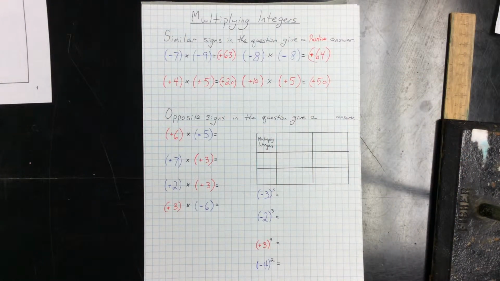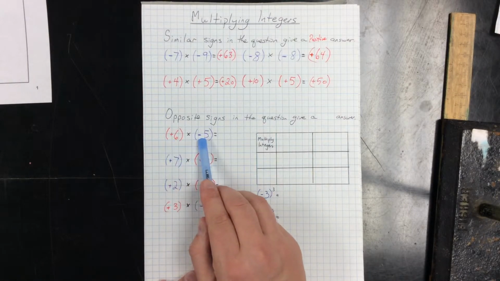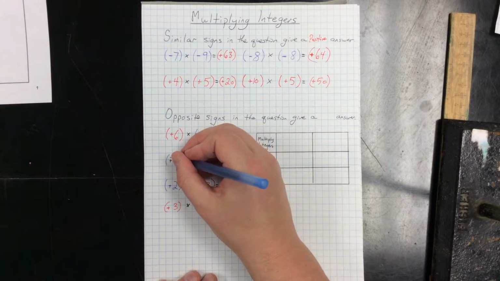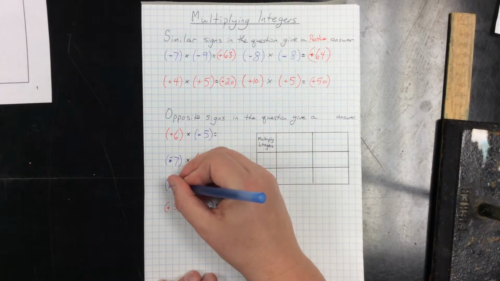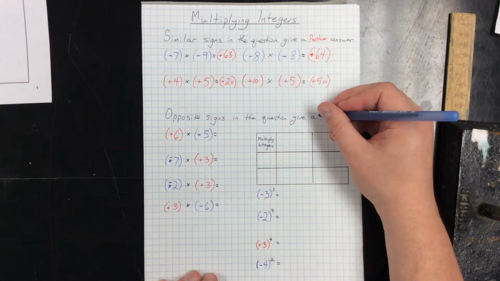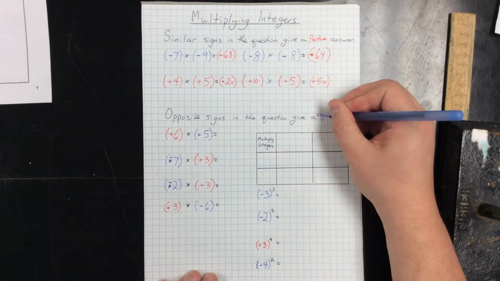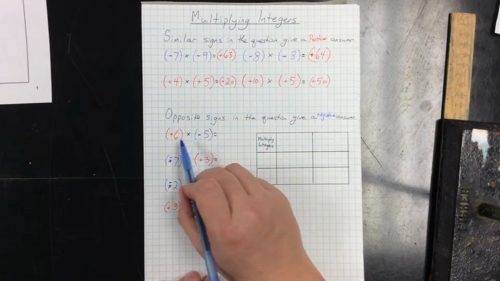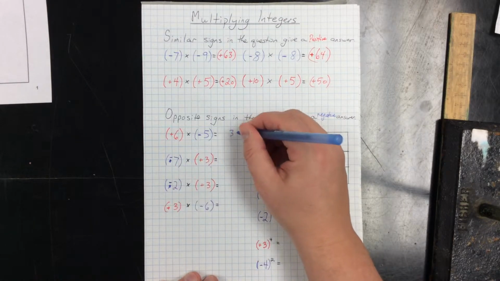When the signs in the question are opposites, we have a positive and a negative, or a negative and a positive, that should be a negative. I did that a couple times here. Opposite signs in the question give a negative answer. So I can think of this 5 times 6 is 30.